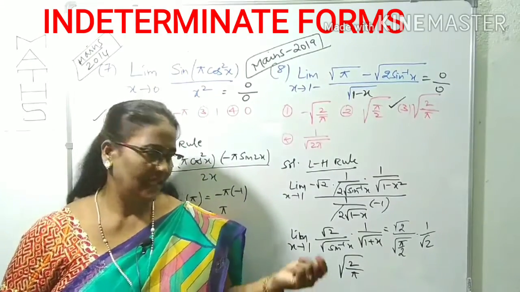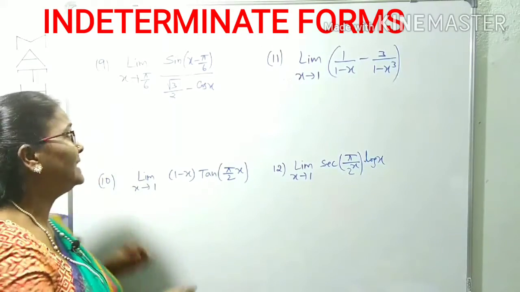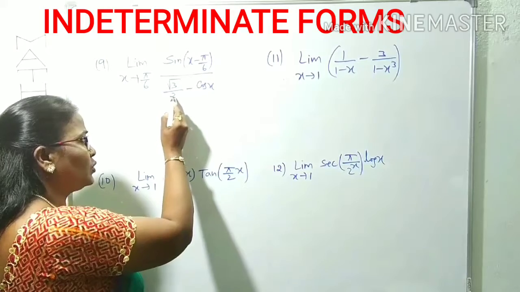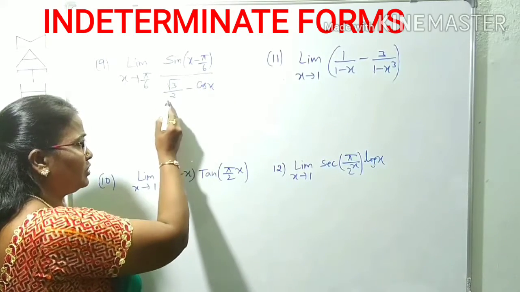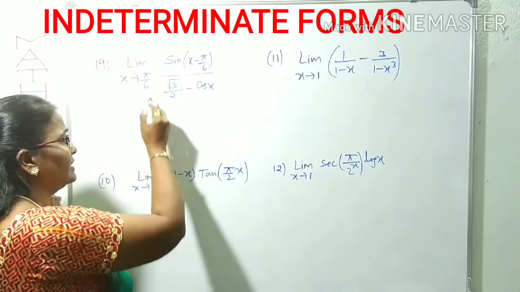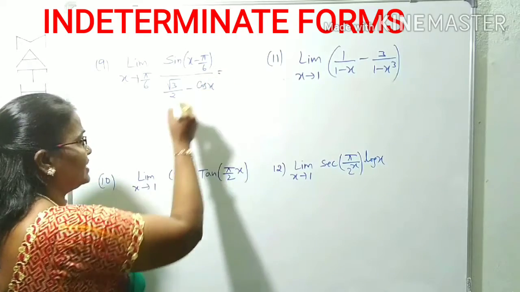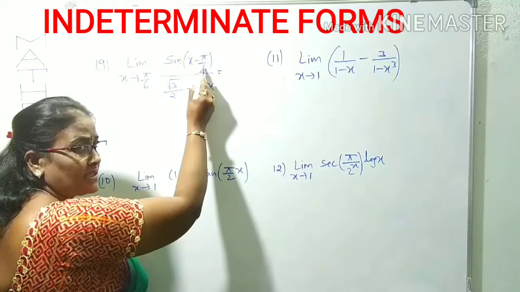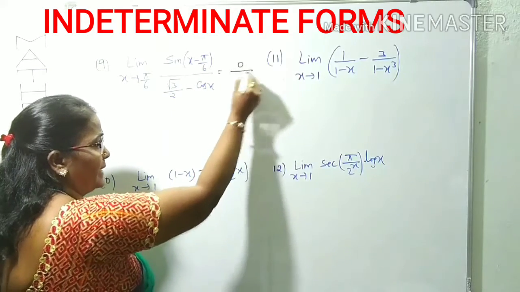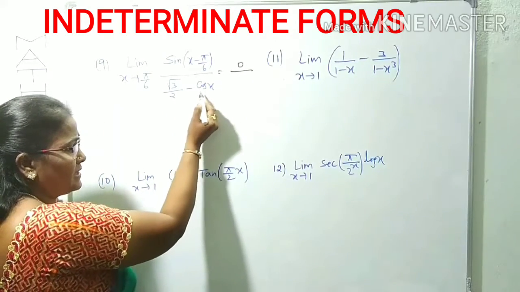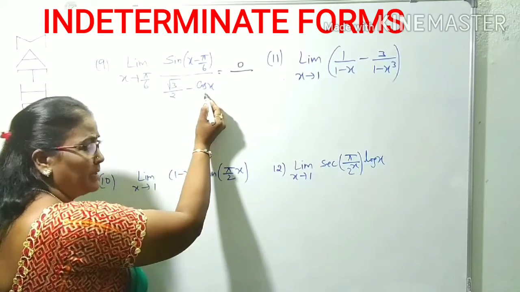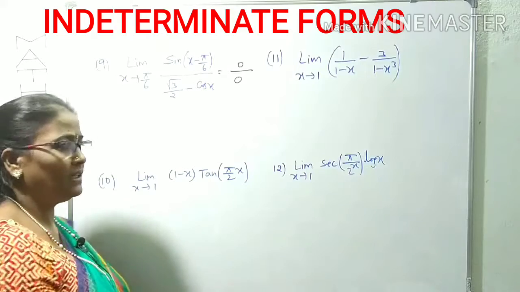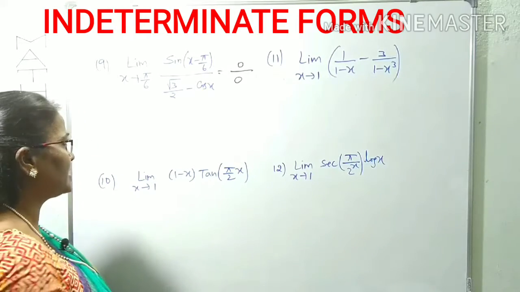Is it clear? Get the question number 9. Limit x tends to pi by 6 of sine of x minus pi by 6, divided by root 3 by 2 minus cos x, is given. First of all, what form is this? x is pi by 6. Pi by 6 minus pi by 6 is 0. Sine 0 is 0, over root 3 by 2 minus cos pi by 6, which is root 3 by 2. Root 3 by 2 gets cancelled. It is also 0. It is clearly 0 by 0. Then immediately you can use the L'Hospital rule.